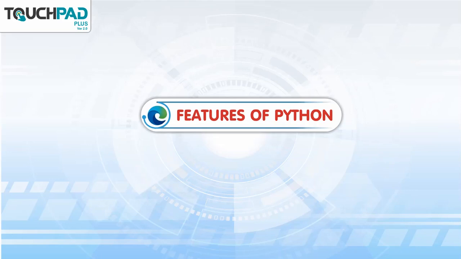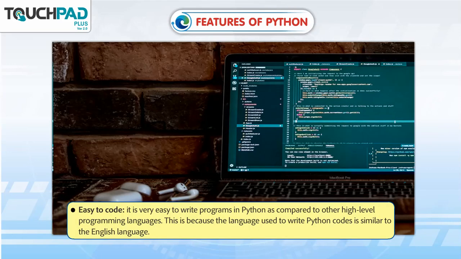Features of Python. Easy to code. It is very easy to write programs in Python as compared to other high-level programming languages. This is because the language used to write Python codes is similar to the English language.